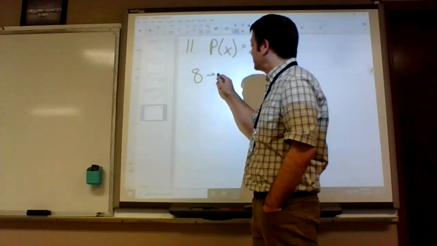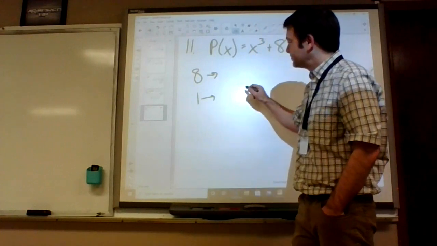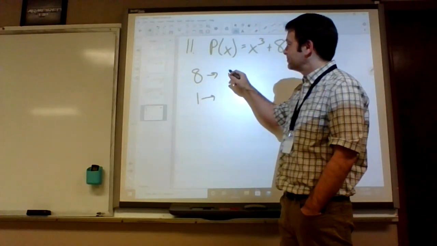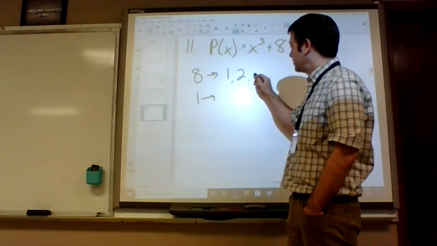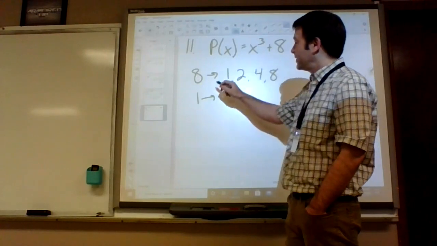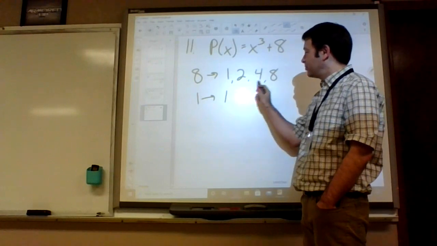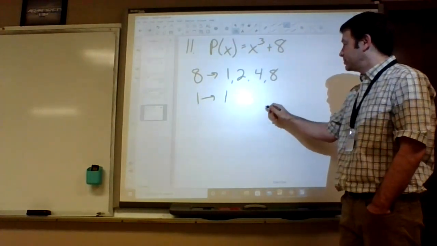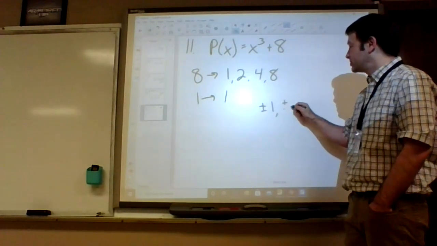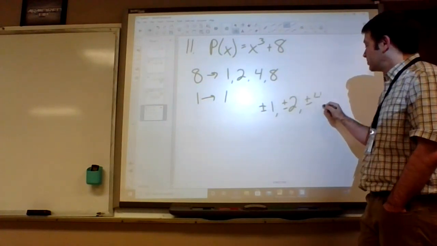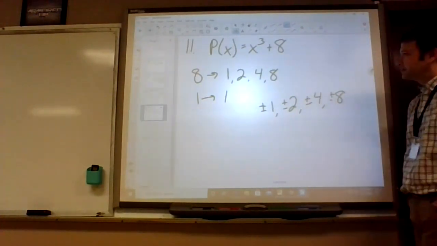So what are the factors of 8? 1, 2, 4, and 8. And what are the factors of 1? 1. So same thing as last time. It's 1 over 1, 2 over 1, 4 over 1, 8 over 1. It's 1, 2, 4, and 8. So plus or minus 1, plus or minus 2, plus or minus 4, plus or minus 8.